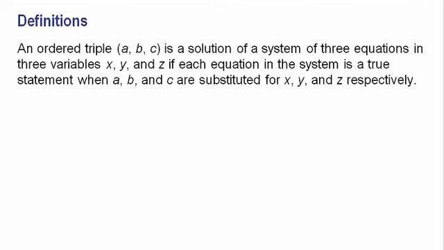We also talked about an ordered pair when we were solving a 2 by 2, two equations with two unknowns. Now we have an ordered triple for a 3 by 3. And of course, if we go to a 4 by 4, we get an ordered quadruple, or an ordered 4, right?